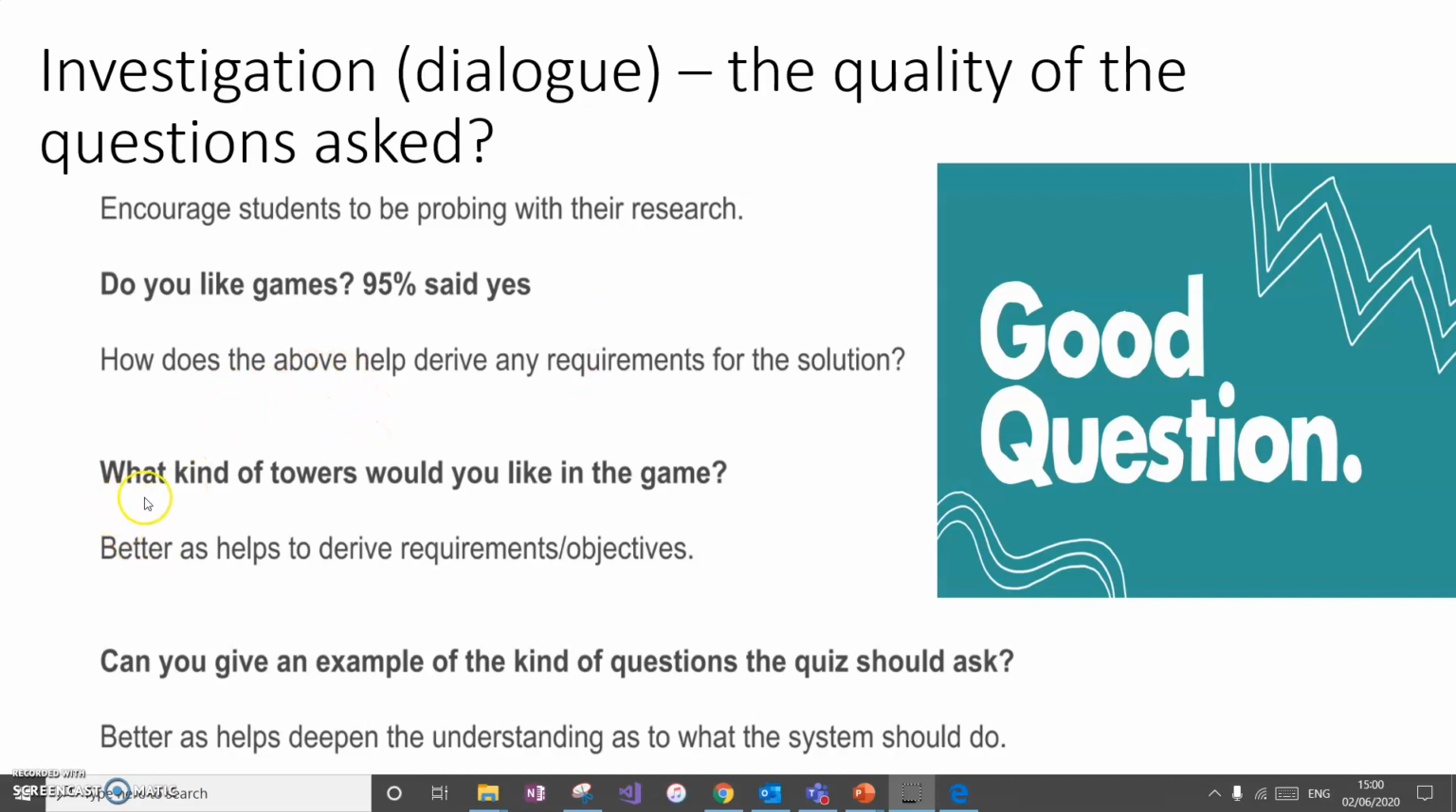You can see that the question underneath that, what kind of towers would you like in a game, is a better question, because you're allowing your users to give you information that might actually help you identify the requirements for the end product. Okay, and then you can see again another good example down at the bottom here about questions that a quiz might ask, and again asking the client or the user in this case what specific examples of the types of questions might be used, and thus helping you identify what those question types should be for your actual quiz. Okay, so that relationship is really, really important, like the dialogue and the depth of that research and showing it.